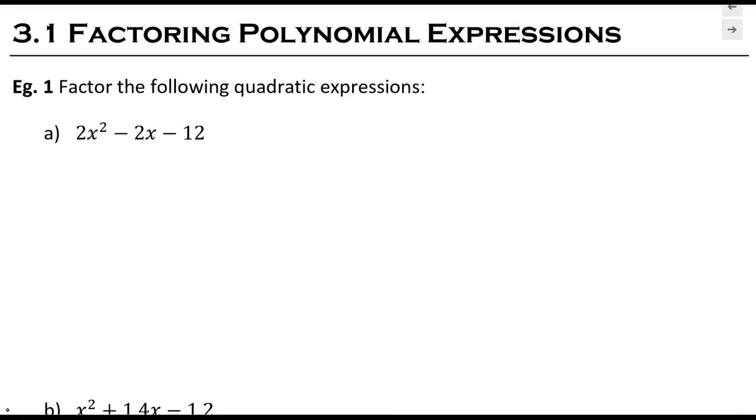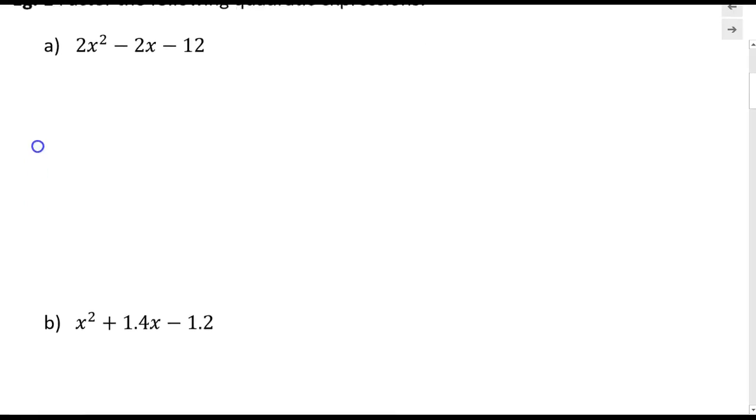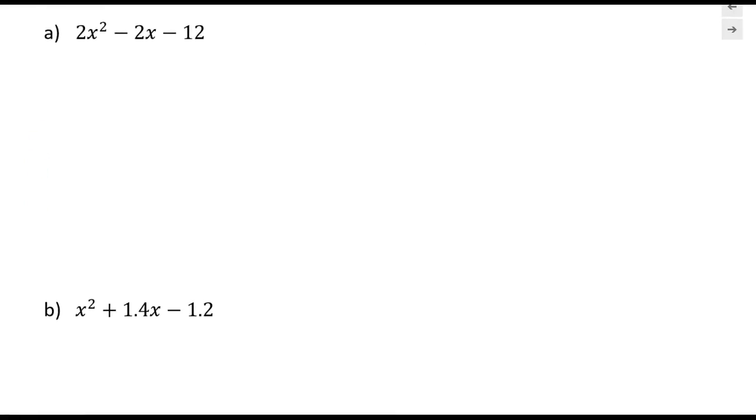So this is 3.1, factoring polynomial expressions. And here is where we start learning something new. So example 1, factor the following quadratic expressions. Step 1 is just the same as before. We look for greatest common factor.